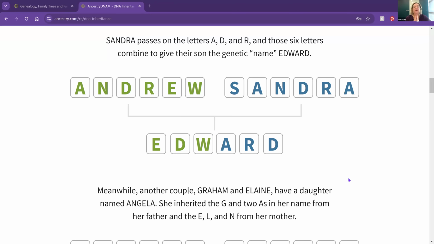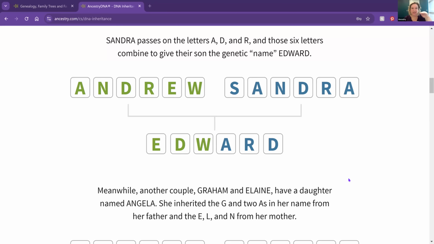So when we say that you get 50% of your dad's DNA and 50% of your mom's DNA, this is what we mean. You get a random 50% of their DNA. You do not get an equal 50-50 split of all of their DNA. So you're not getting half of an A and half of an N and half of a D.